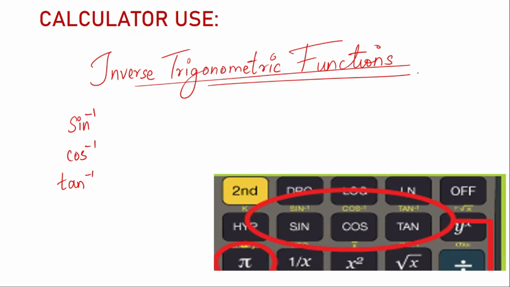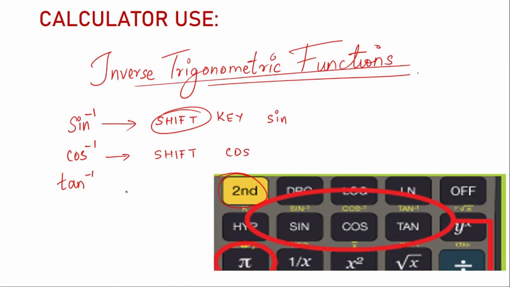In your calculator, you have the sine, cos, and tan keys, above which you can see these signs: sine inverse, cos inverse, and tan inverse. So to get these options, you press second and sine. Or in some calculators it is the shift key, so you can press the shift key and then the sine key. For cos inverse, again you press shift and then the cos, and for the tan it's shift and the tan key. That gives you the inverse trigonometric functions from your calculator.